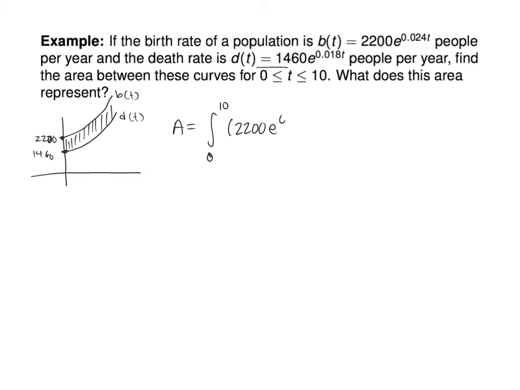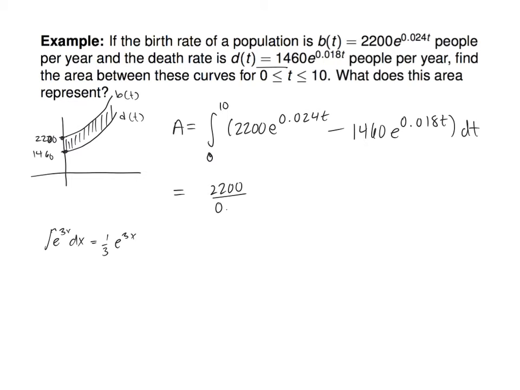So, 2,200 e to the 0.024 t minus 1460 e to the 0.018 t. I'd like you to give me your antiderivatives, and after that stage, you can plug into a calculator and get your answer, okay? But at least giving me an antiderivative shouldn't be something that's impossible without a calculator. Because what's the antiderivative of e to the 3x? 1/3. Yes. So can you generalize that to this stuff?